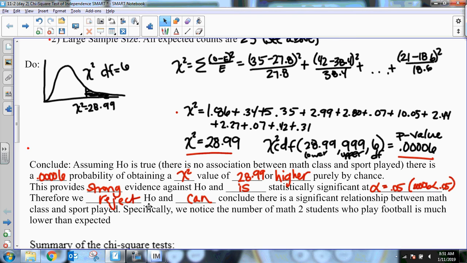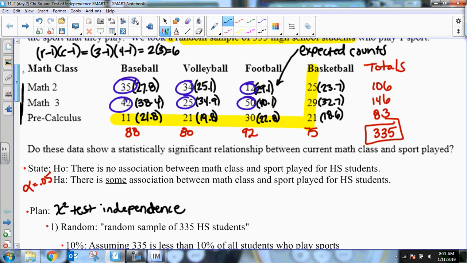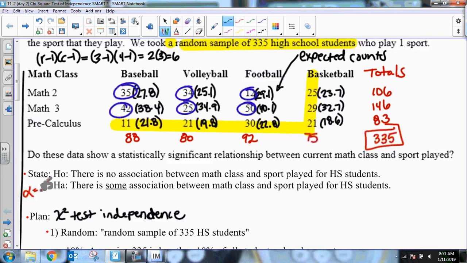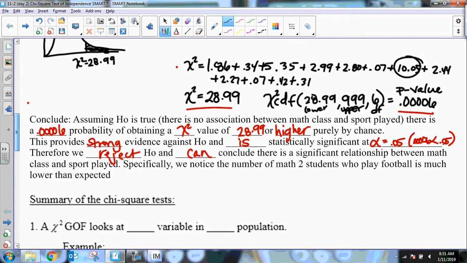Because I rejected, I went further and said where I noticed the biggest difference: Math 2 students who play football. And if we compare, that's actually because of this chi-squared component right here. If you look through there, baseball, baseball, baseball, volleyball, volleyball, volleyball. This is the first football one, okay? So looking back up here, for football, 12 versus 29, the expected was much higher. So we had a much lower number than what we expected to see, and that is the largest component of why we rejected the null hypothesis.